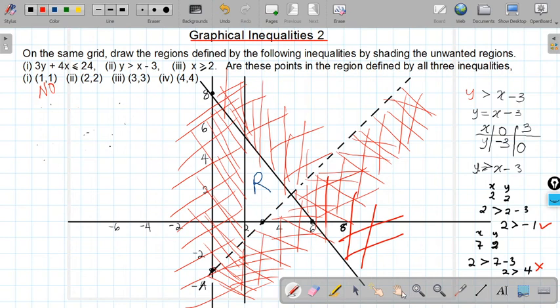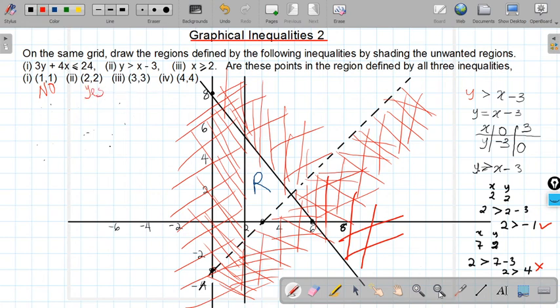Then the next one is (2, 2). x is 2, y is 2, and it is on the line. Since this line is a solid line, and a solid line means that it is included, being greater than or equal, it is inside the region. That means this point also is included.